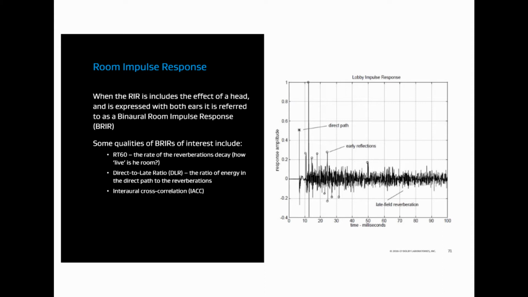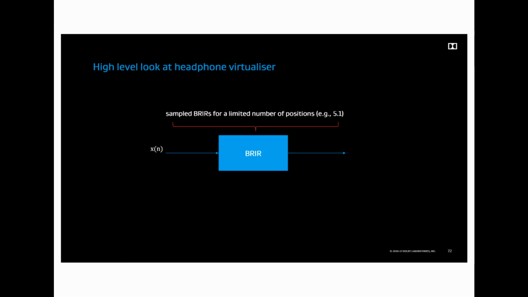Now, let's use what we've just learned about how sound hits our head, and maybe we can create an immersive headphone virtualizer. So one way of doing it is to capture a very big long filter called the BRIR, which we spoke about before, and just filter the sound with it. And that would be one way to create a headphone virtualizer.